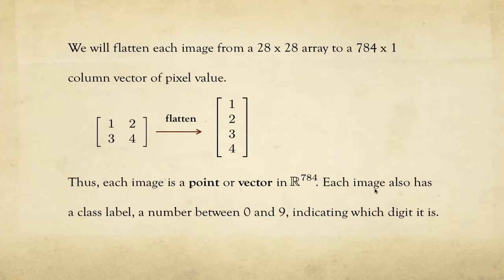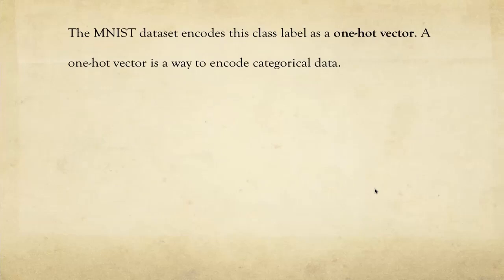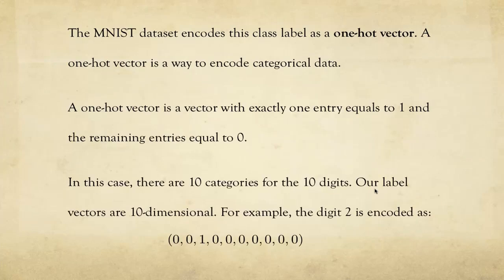Every image also has a class label, a number from 0 to 9, indicating what digit it is. The MNIST dataset encodes this label as a one-hot vector. A one-hot vector is basically a vector that has exactly one entry equal to 1, and every other entry is equal to 0. In this case, because we're trying to encode 10 categories for the 10 digits, our label will be 10-dimensional. For example, if I want to encode the digit 2, then I want the 1 to be at index 2, and everything else to be 0. We similarly encode the other digits using this one-hot vector.